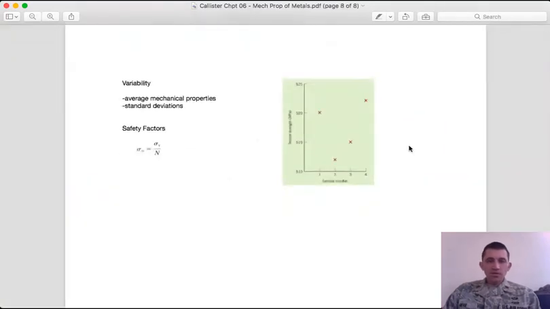Okay, so almost done here. The last thing that I'll mention, and one of the last things that Callister talks about, is the variability. So mechanical testing is very much a statistical business. If you make one measurement and think that you've characterized the material completely, you're wrong. What we're really interested in is the average mechanical properties.